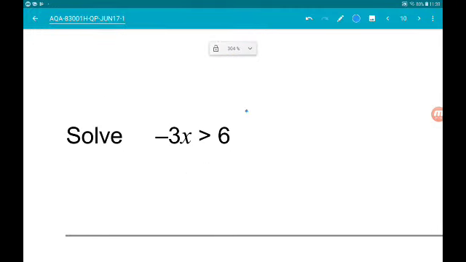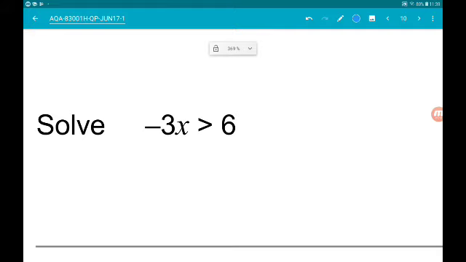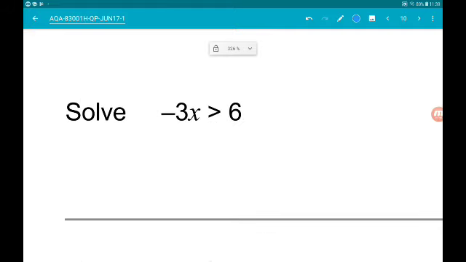Question 14 wants to solve minus 3x is greater than 6. So you need to be incredibly careful with negatives and inequalities. If we divide through by minus 3 and we get x is greater than minus 2, that's wrong. So when you divide or multiply an inequality by a negative number, the direction of the sign changes.